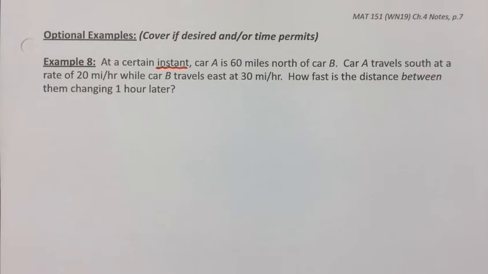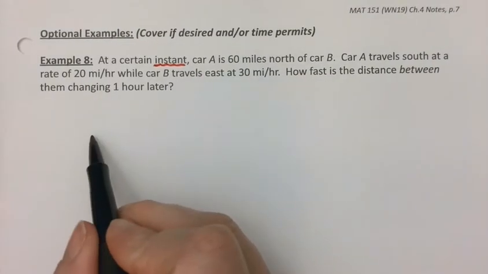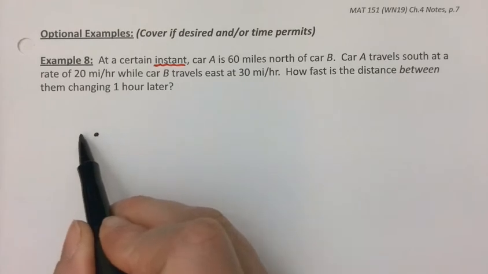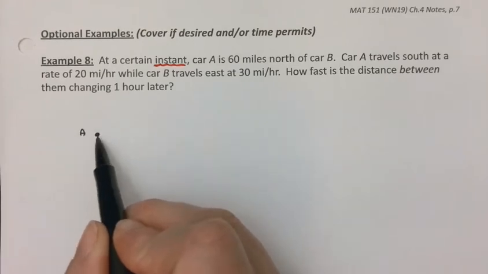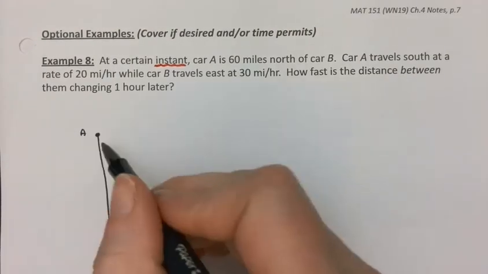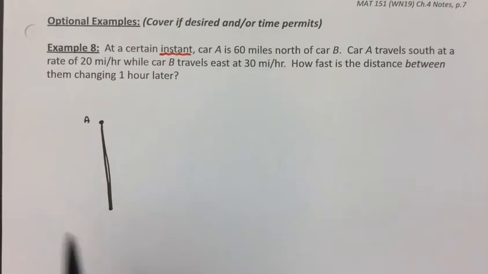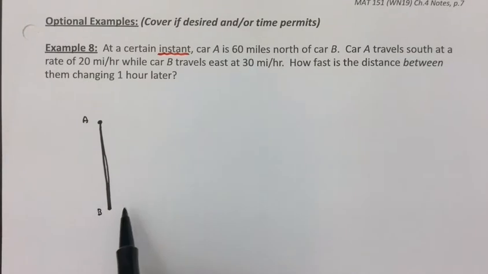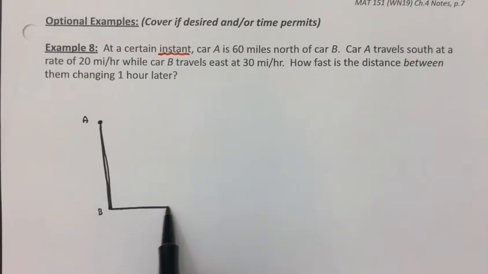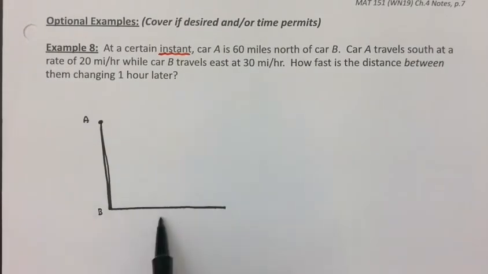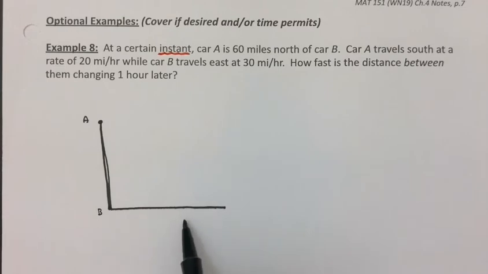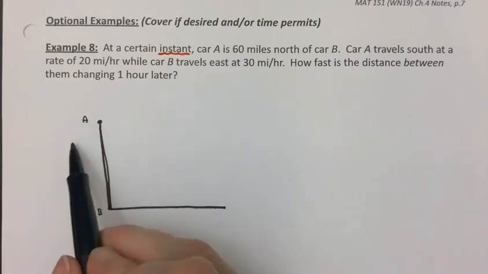So let me draw that. I have car A up here, and it's 60 miles, oh, sorry, that's a little wobbly, 60 miles straight north of car B. Now, car B is going east. So car B is going to go this way. And car A is going to go this way, right?